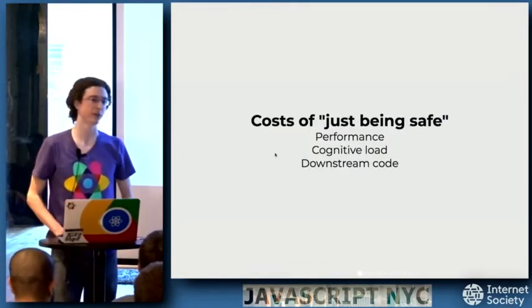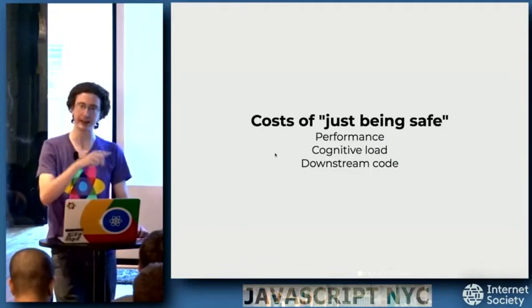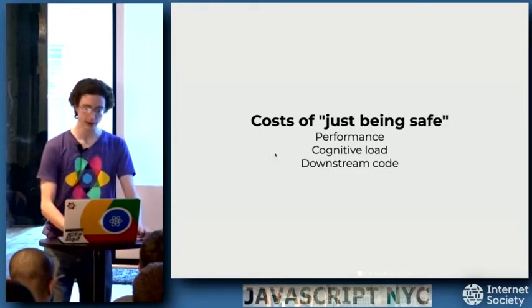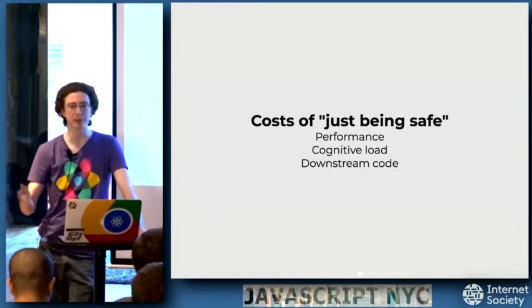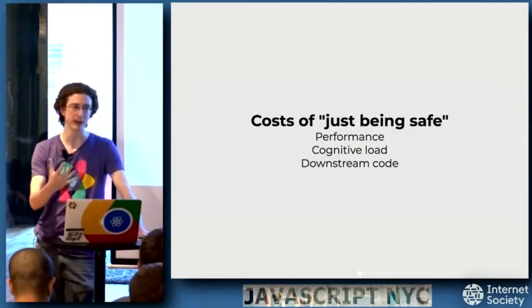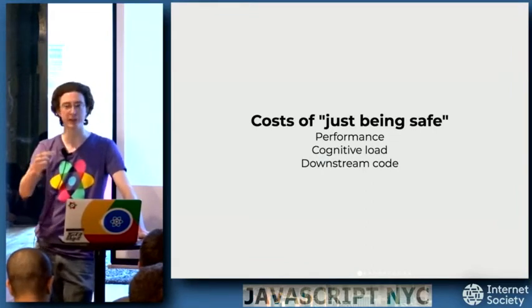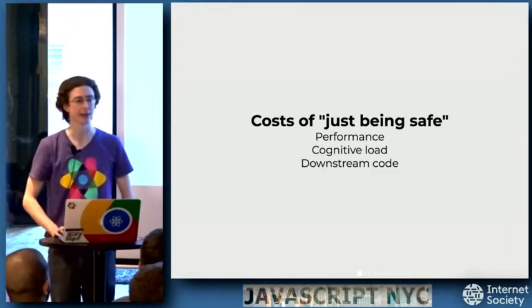So there's a lot of cost to just being safe. If you're going to use a chain of and-ands in order to suppress an error from popping up, that actually has significant performance implications. Each individual one, pretty much negligible, but if you've got 5 checks for every key, and every component is doing that, and every single time it renders, it's doing that check, that's a big performance hit.